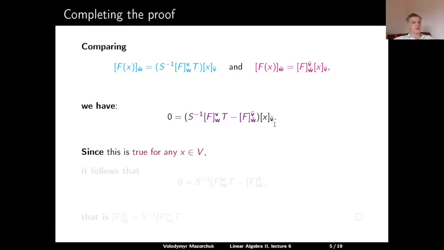Since this is true for any vector, it follows that the factor on the left-hand side of the right-hand side of our equality is equal to 0. In other words, 0 is equal to S inverse, old matrix of F, T minus the new matrix of F. In other words, the new matrix of F is equal to S inverse, the old matrix of F, and T. So this completes the proof of the base change formula.